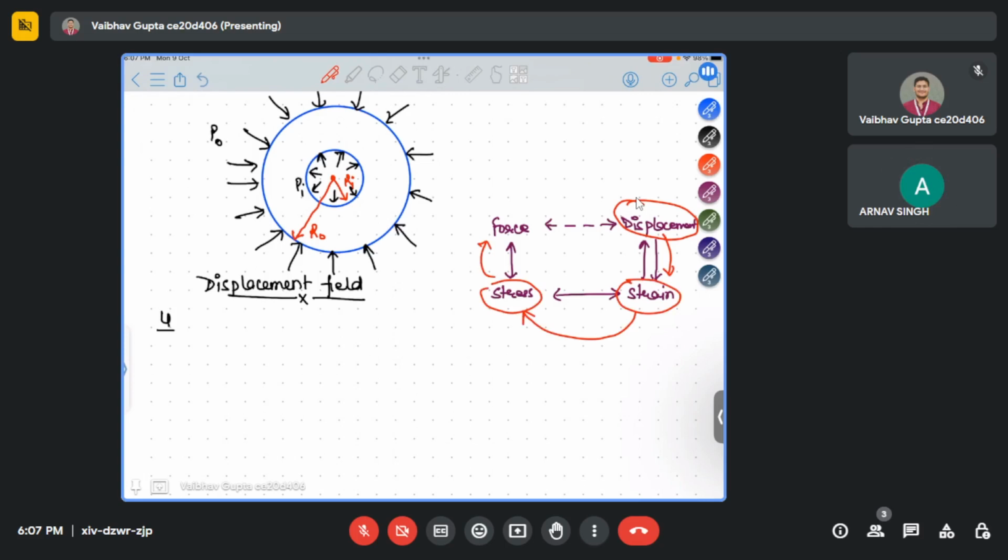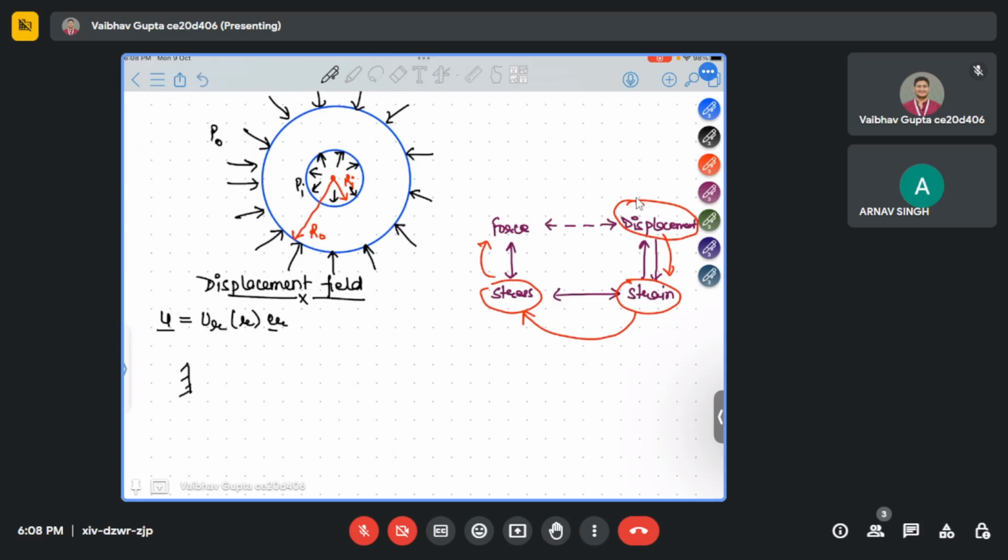Okay. This is how we move in a displacement based approach. So now we assume a displacement field. Here, what we assume is that our displacement is proportional to the radial measurement. For other values, we are not considering circumferential displacement as well as axial displacement.